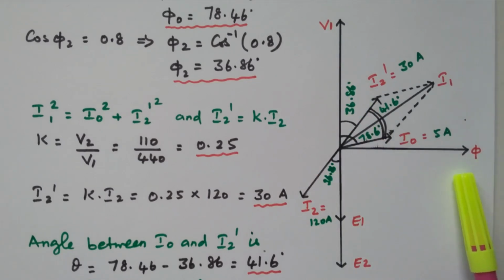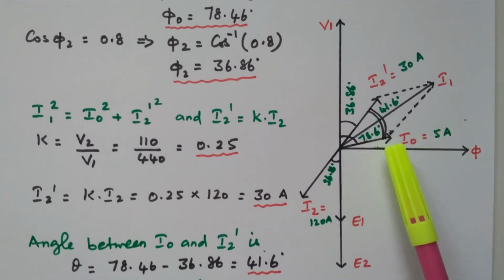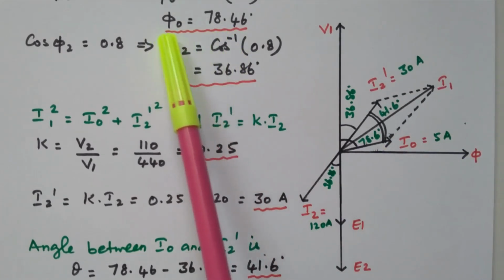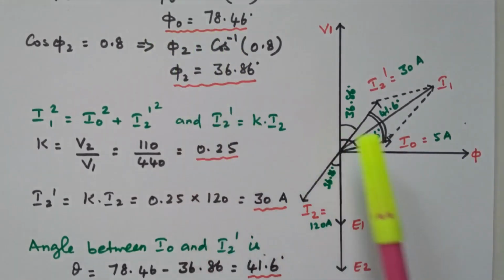That magnetizing current is lagging the voltage by 90 degrees. In this x axis we are taking the value phi. The no load current I naught is 5 ampere. For that, the corresponding angle is 78.48, which we calculated from cos phi naught. So this angle is 78.6 degrees.